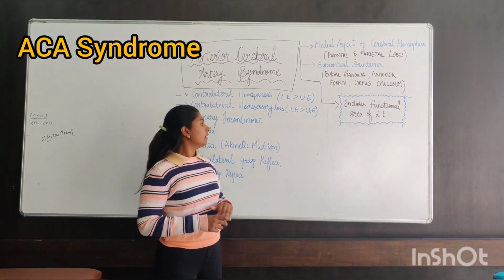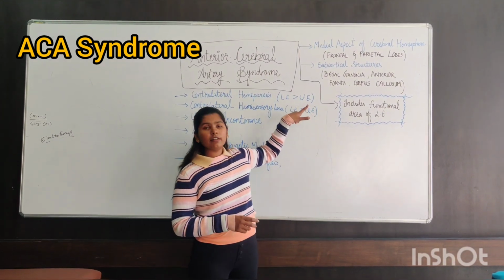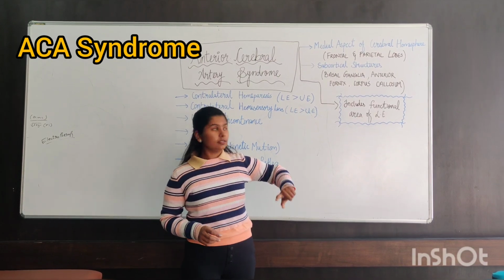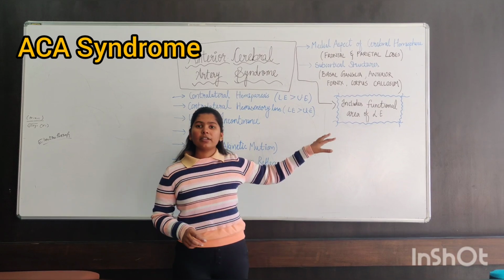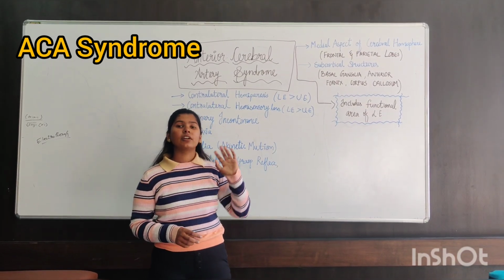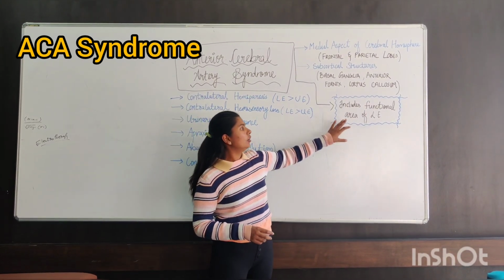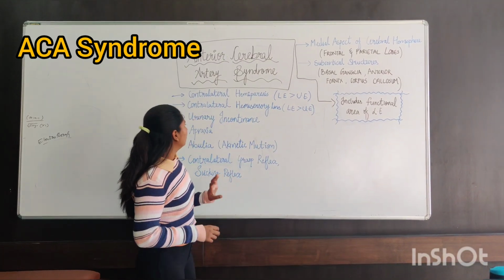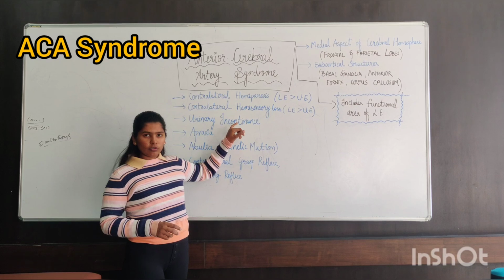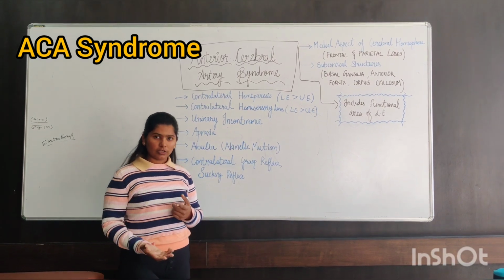The reason being that the anterior cerebral artery supplies the medial aspect of the cerebral hemisphere. This medial aspect of the cerebral hemisphere mainly contains the functional areas of all the lower limbs. It includes the functional areas of all the lower extremities. So the lower limb is affected more in anterior cerebral artery syndrome as compared to the upper limb.